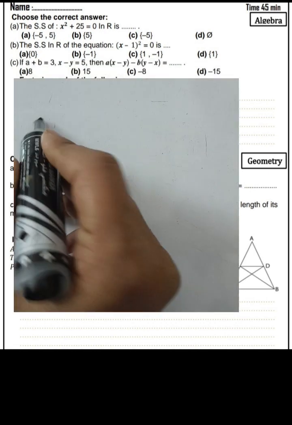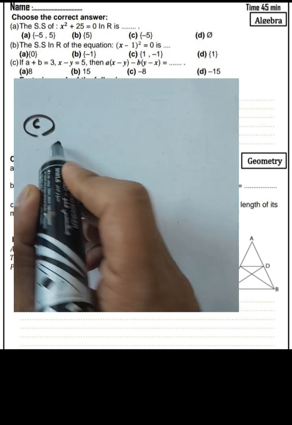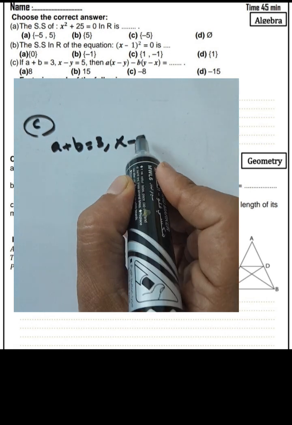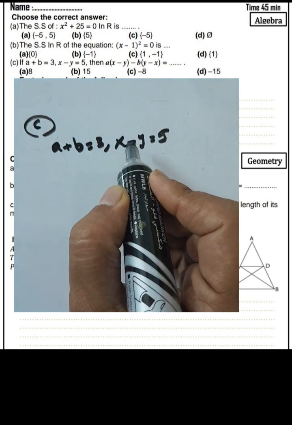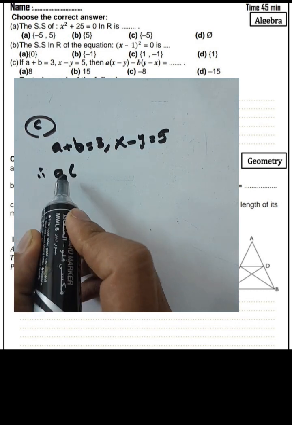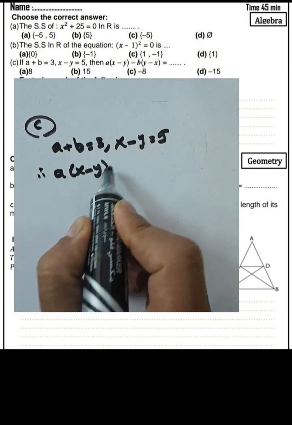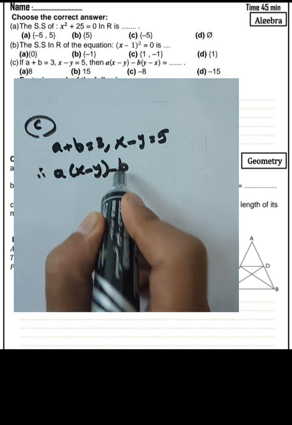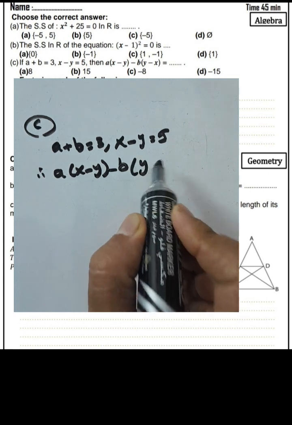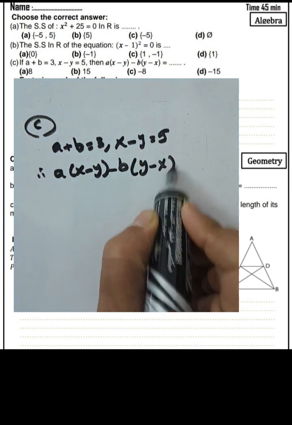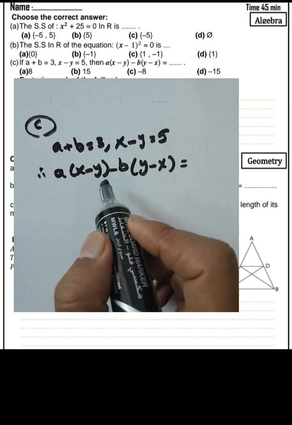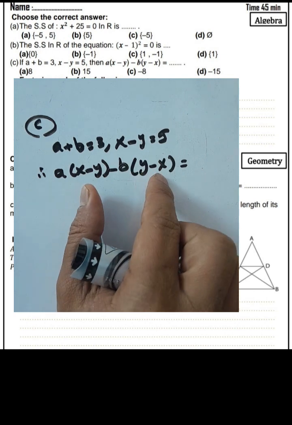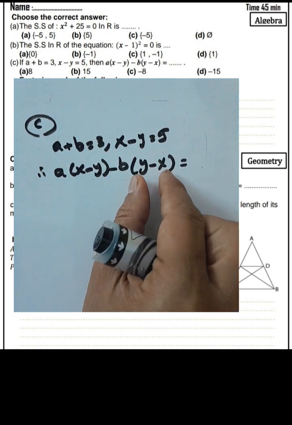Question letter C. If a plus b equals 3 and x minus y equals 5, then find the value of a multiplied by (x minus y), plus b multiplied by the difference between y and x. We can solve the example by writing a common factor between them, but we have y minus x and x minus y. You can replace y minus x and write a negative outside as a common factor between the two terms.